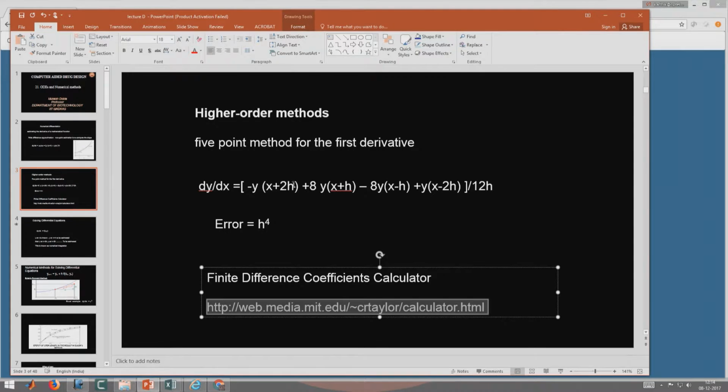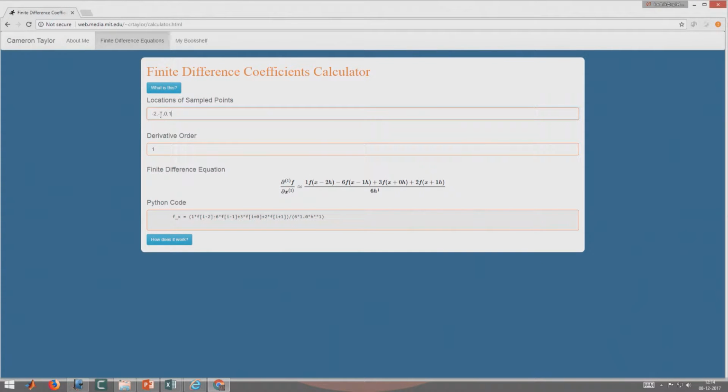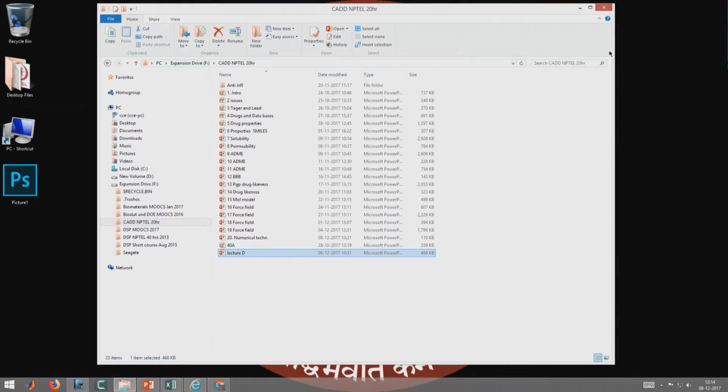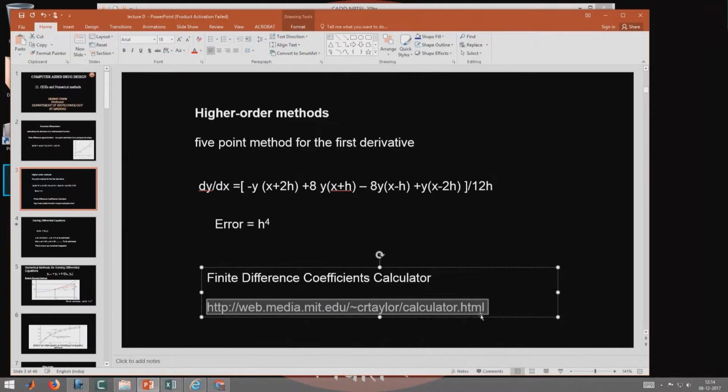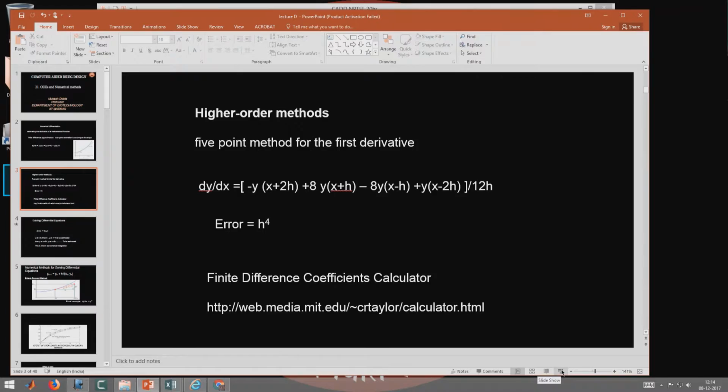Here we are considering symmetric points, plus 2h, minus 2h, plus h, minus h, whereas here we are taking minus 2, minus 1, 0 and 1. So you have different sets of coefficients here. This is a very useful website where we can get the coefficients depending upon how we are going to use the sampling points.